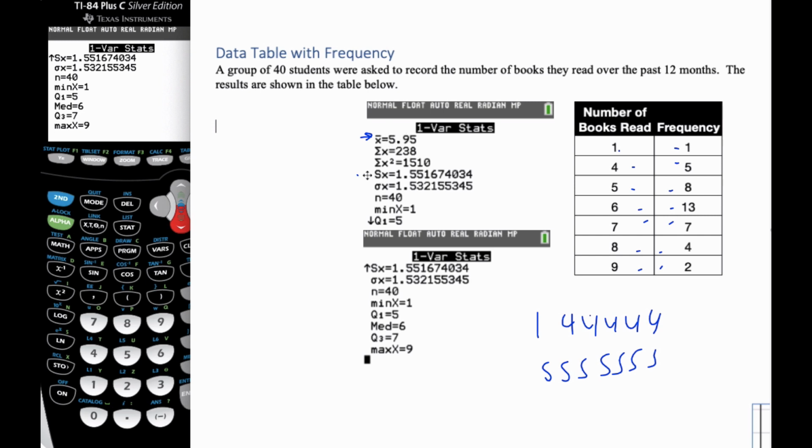Here is my standard deviation estimate of the population. This is the standard deviation of this actual data set. And so that's how these values are calculated.